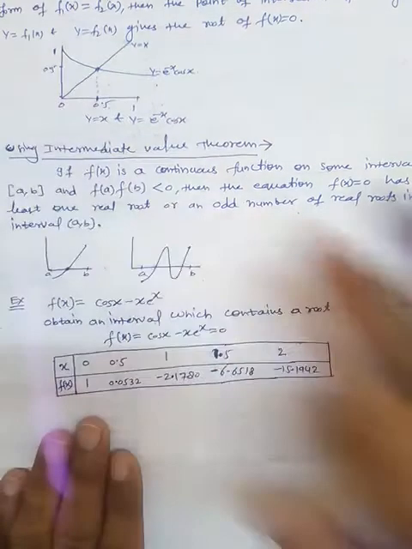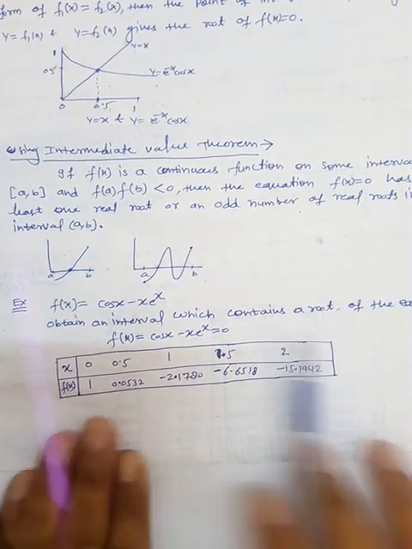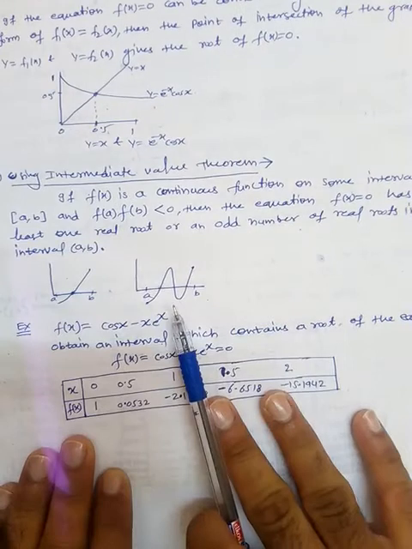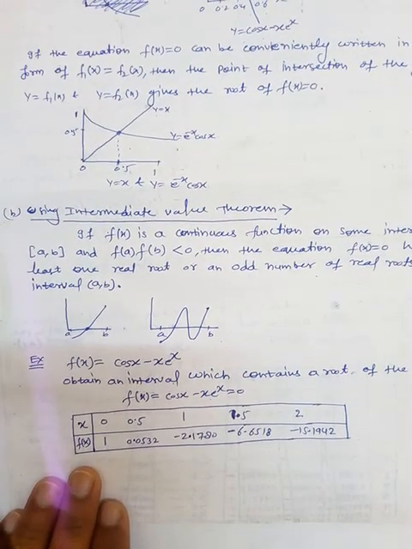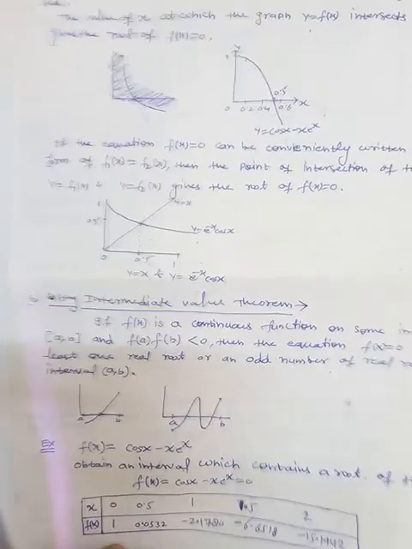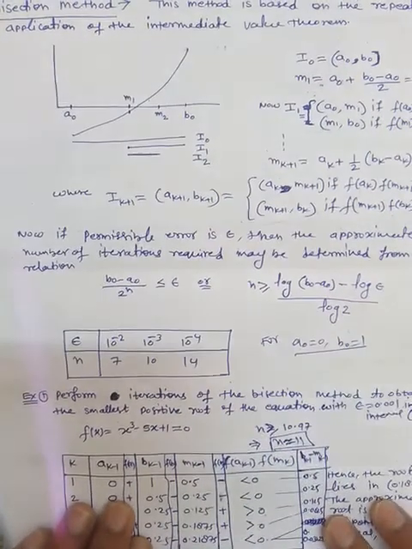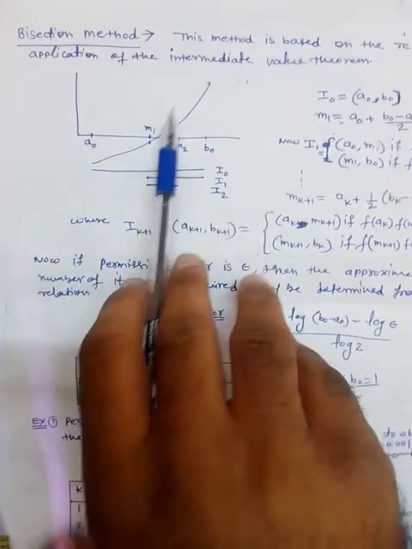So here we have taken the interval, but we are not trying to solve this problem at this place. We will try to solve this method later on. Okay, so I think for the time being this is over. In the next video we will start the bisection method. Okay, thank you.